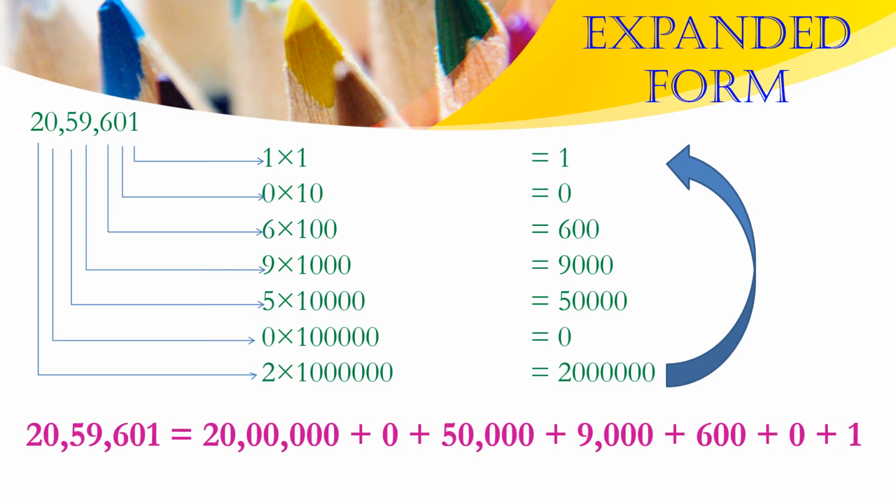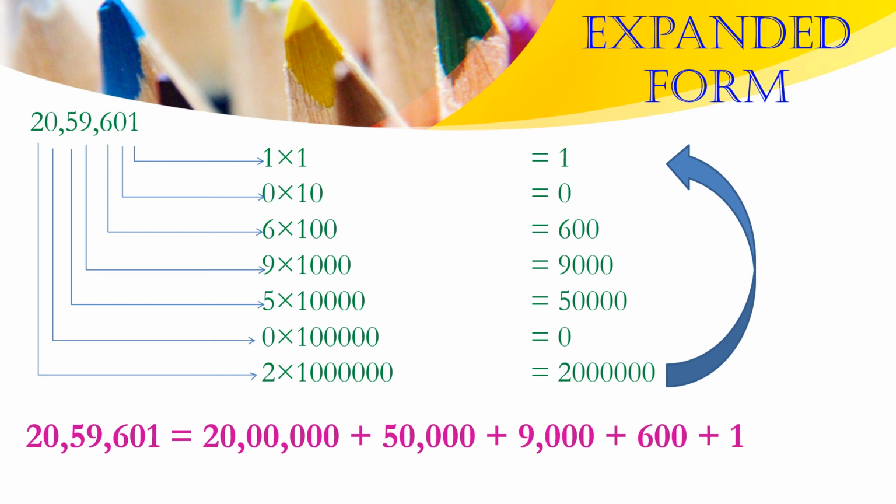Therefore, 20 lakh 59,601 equals 20 lakh plus 0 plus 50,000 plus 9,000 plus 600 plus 0 plus 1. In the expanded form, there is no need to specify the zeros in particular. Therefore, the expanded form changes to 20 lakh plus 50,000 plus 9,000 plus 600 plus 1.